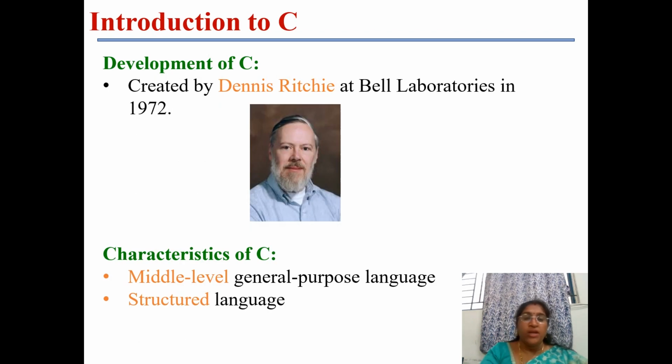Introduction to C. The C programming language was developed in 1972 by American computer scientist Dennis Ritchie at Bell Laboratories. C is a middle-level, general-purpose programming language known for its efficiency, flexibility, and ability to interface with hardware, making it suitable for system programming and embedded systems. C follows a structured programming approach, making it efficient and easy to use.